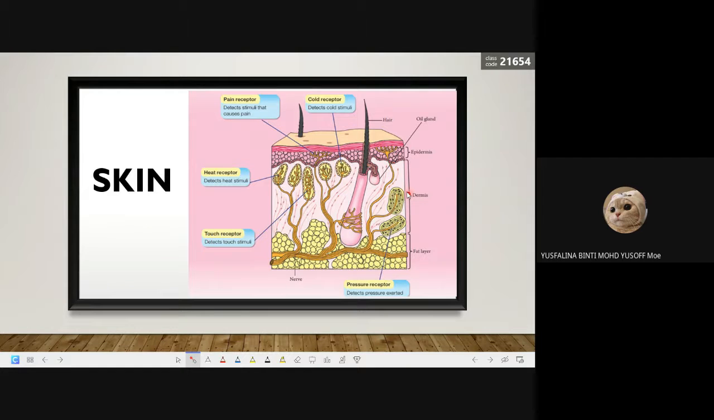So this is the pressure receptor, of course, to detect the pressure. Okay, and you can see all the receptors are connected to what? Connected to nerve. See? So this nerve will do what? Will transfer the impulse to the brain, right? So this is the part of skin.